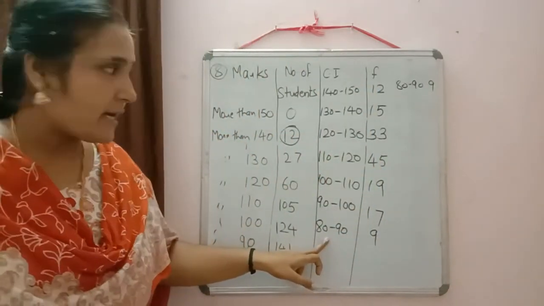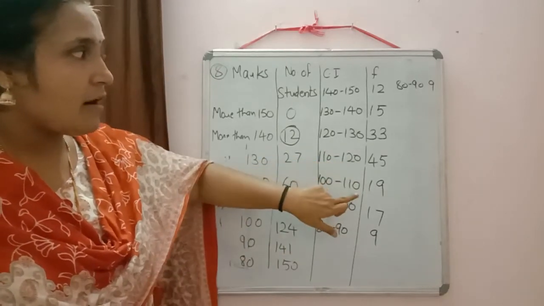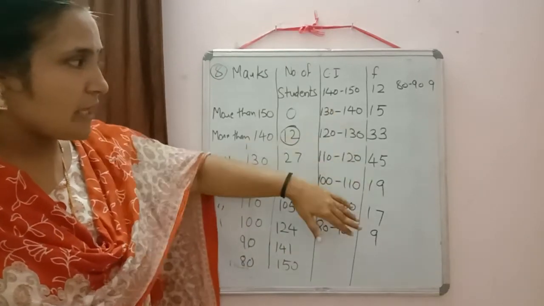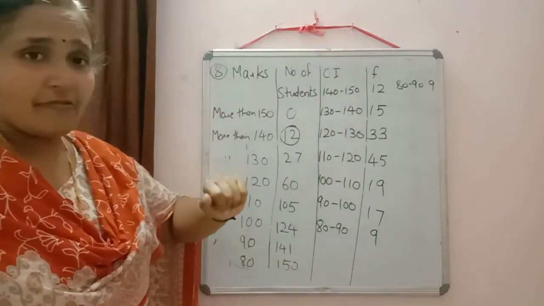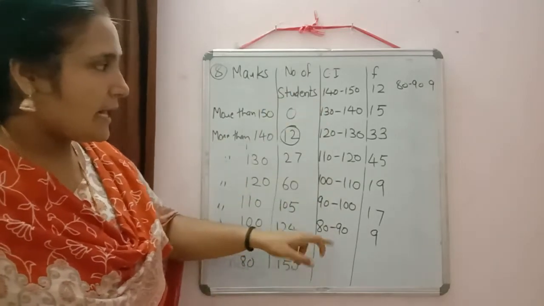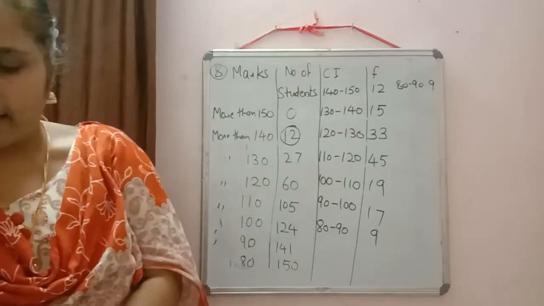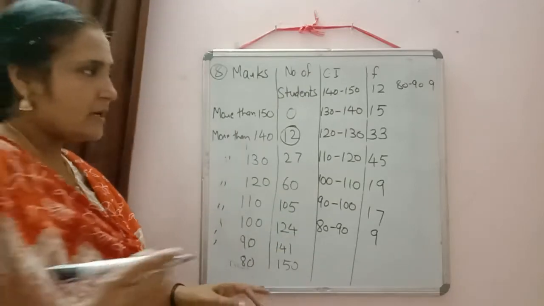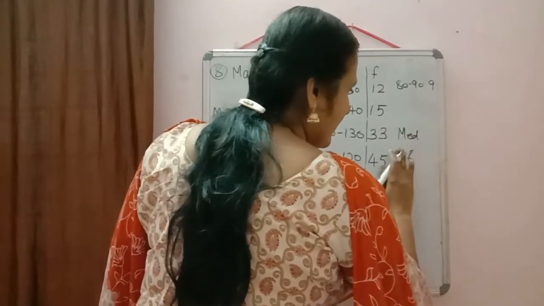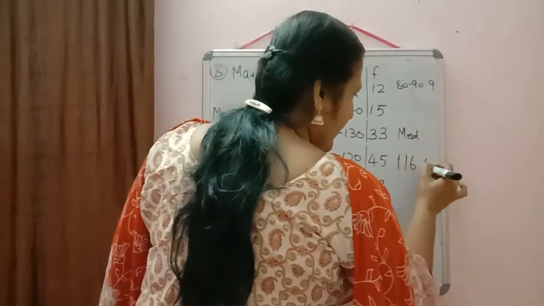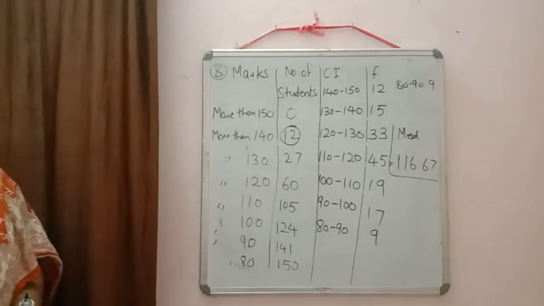If you will not arrange, what will happen there? We have to take the cumulative frequency of the previous class. So instead of taking the previous class, you will take the cumulative frequency of the next class. So what you have to do? Arrange it. Write down this one first in this way. Arrange and do it. And after doing, you will get the median is equal to 116.67.